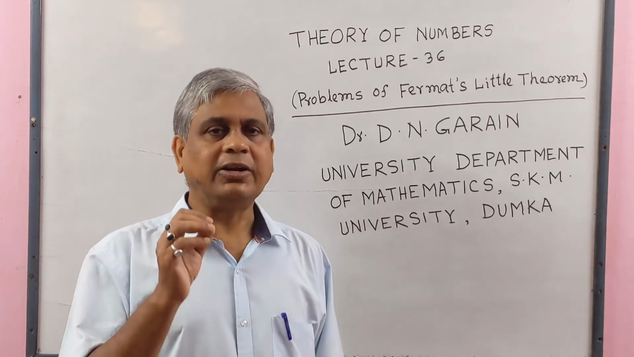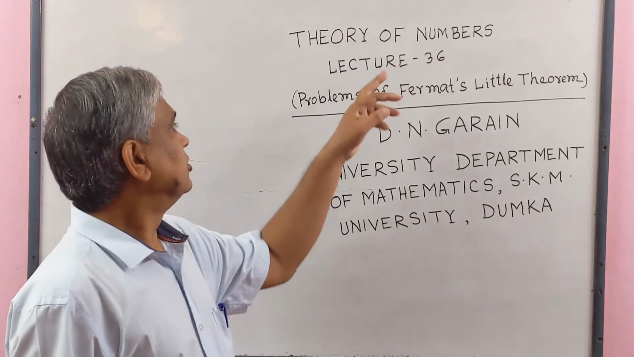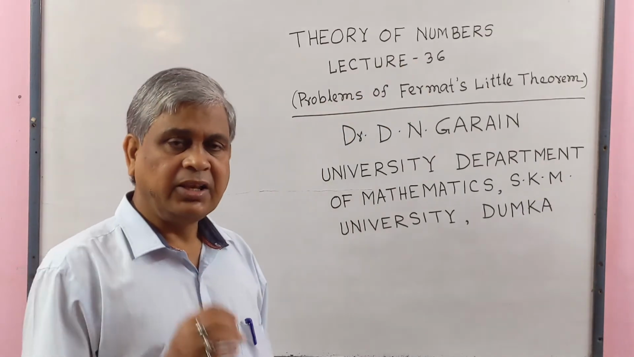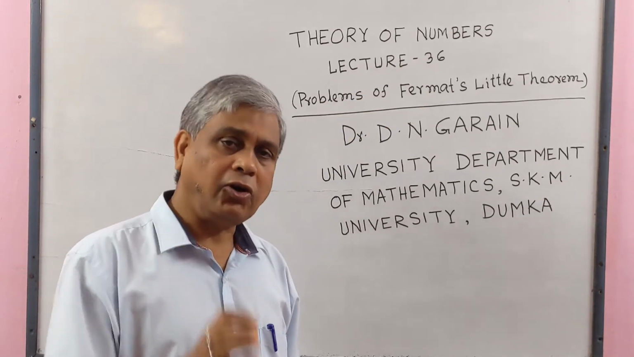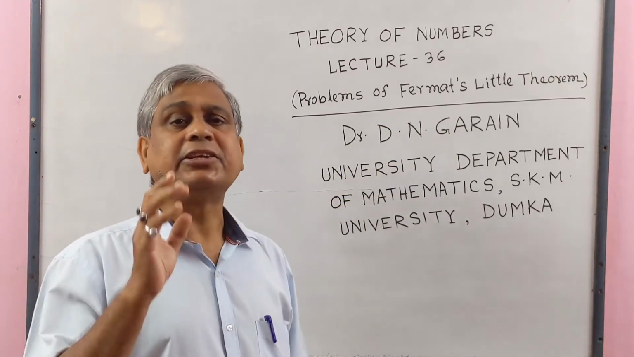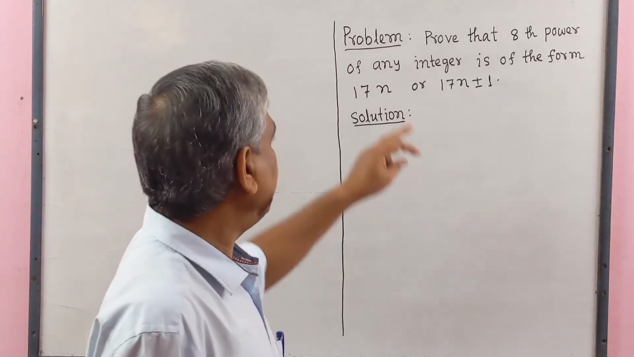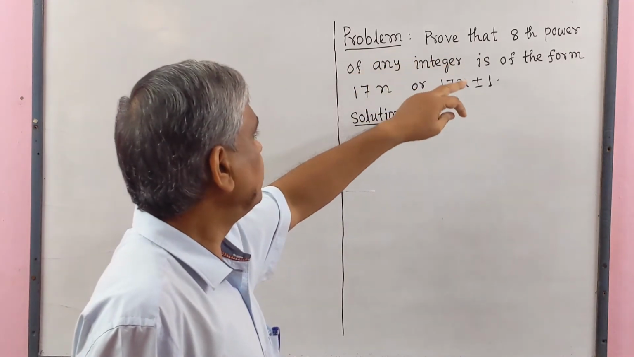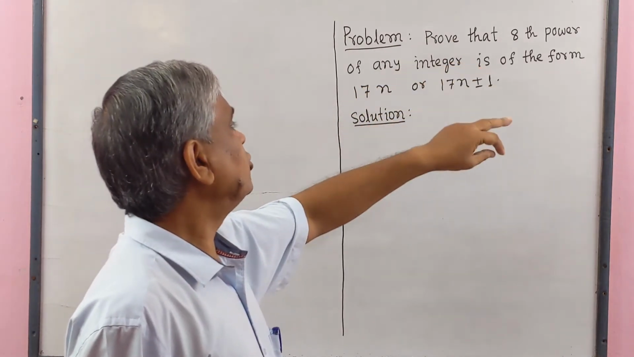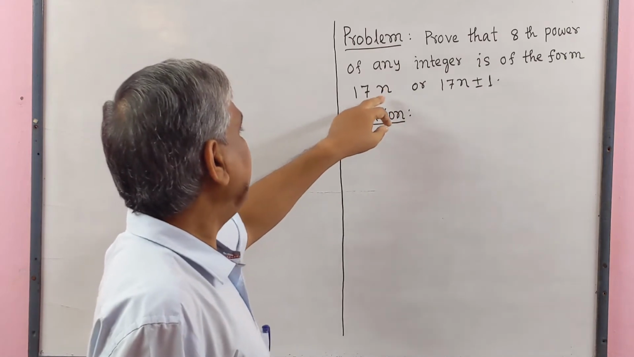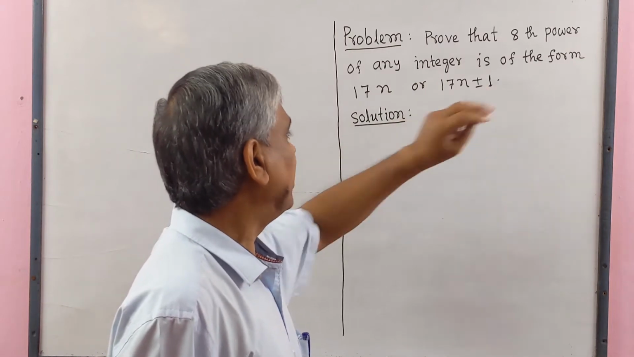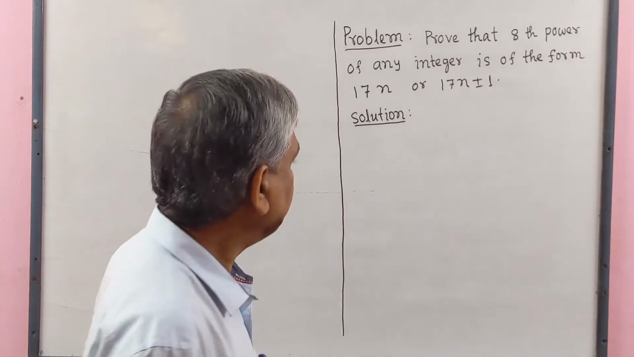Today I will deliver lecture on theory of numbers, lecture number 36, in which I will solve some problems of Fermat's little theorem. Now we solve a problem. Problem is prove that 8th power of any integer is of the form 17n or 17n plus minus 1.